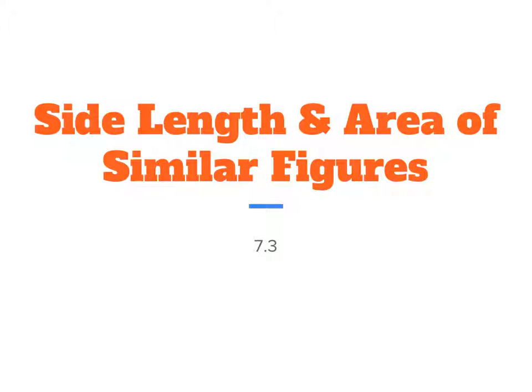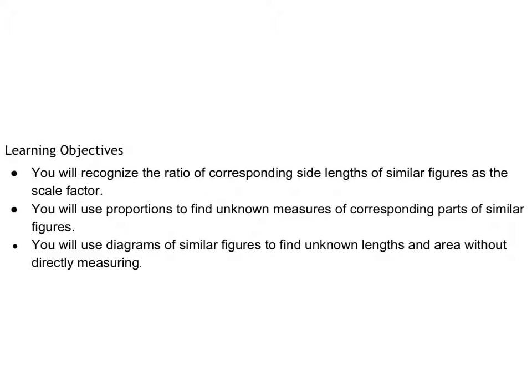Welcome to Lesson 7.3. Today we're going to talk about side length and area of similar figures. Our learning objectives: being able to recognize the ratio of corresponding side lengths of similar figures as the scale factor, being able to use proportions to find unknown measures of corresponding parts of similar figures, using diagrams of similar figures to find unknown lengths and area without directly measuring.